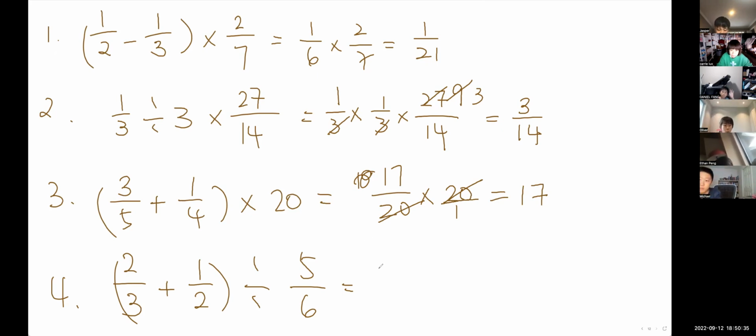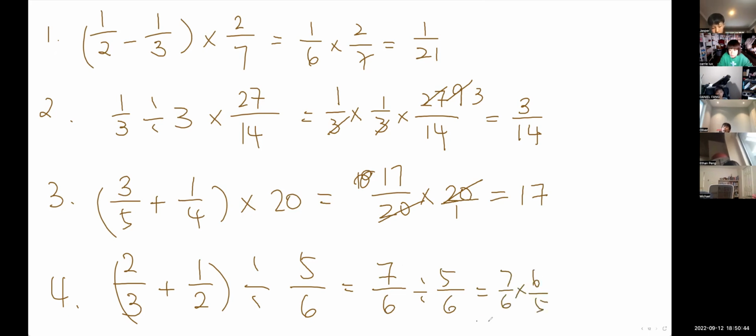Last one is 7 over 6 divided by 5 over 6 equals 7 over 6 times 6 over 5. So the answer is 7 over 5, and the answer is 1 and 2 over 5 equals 1.4. Okay, everybody, check your answer. If you make any mistakes, just clap your butt yourself. Okay, help yourself. Clap as much as you want. Okay, that is the best gift coming from your beloved math teacher.